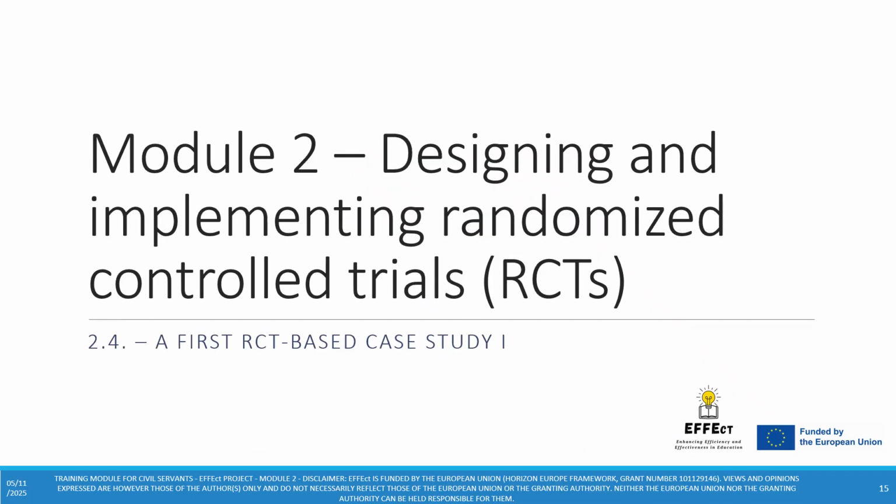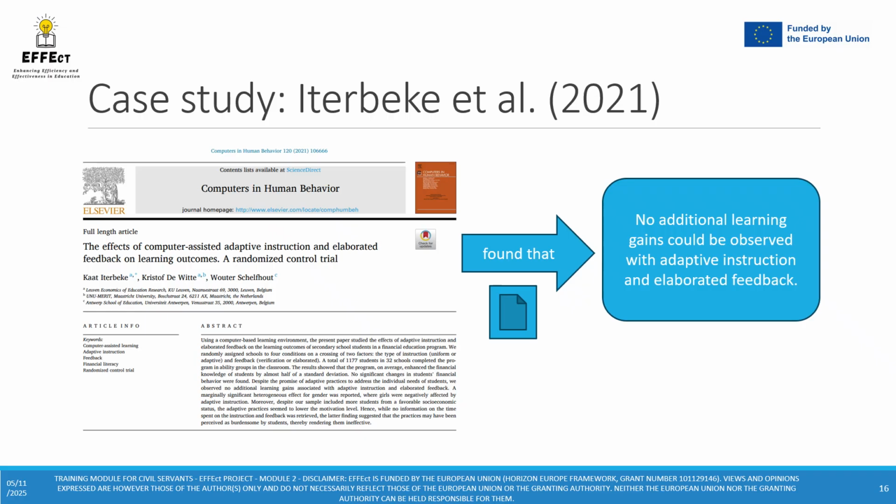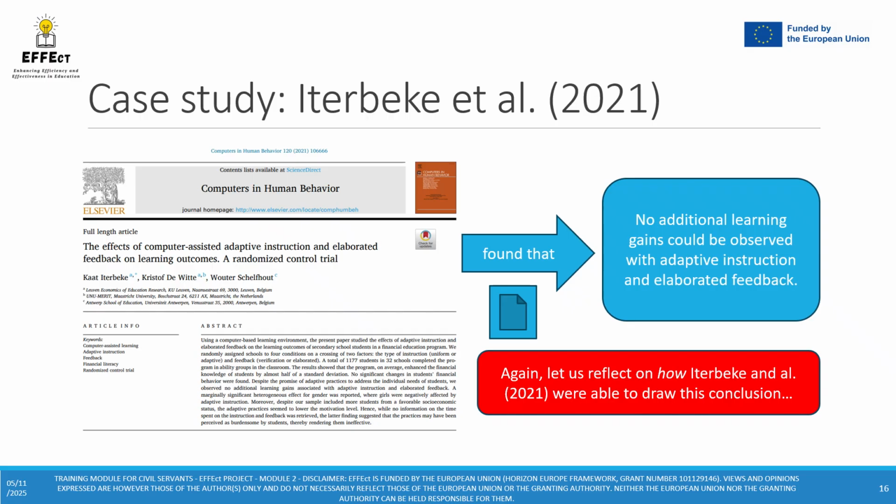Dear participants, welcome to submodule 2.4, in which we'll start to have a look at a first RCT-based case study. This case study is based on the article The Effects of Computer-Assisted Adaptive Instruction and Elaborated Feedback on Learning Outcomes, a Randomized Controlled Trial, published by Dr. Kati Terbeke, Professor Christoph de Witte, and Professor Wouter Schelfhout, who found that no additional learning gains could be observed with adaptive instruction and elaborated feedback. Again, rather than focusing on their findings, let us reflect on how Dr. Terbeke and colleagues were able to draw this conclusion.